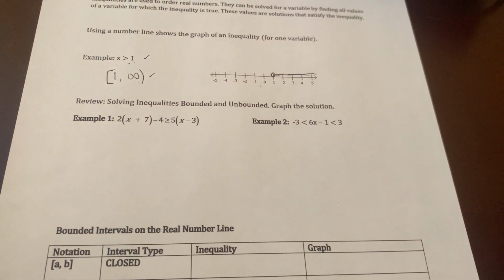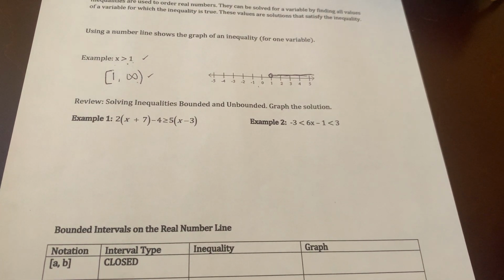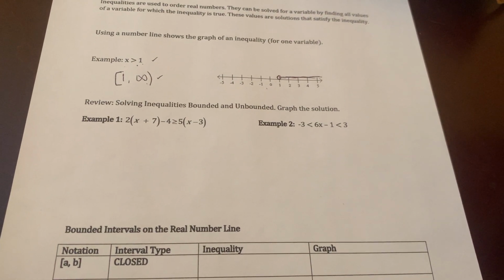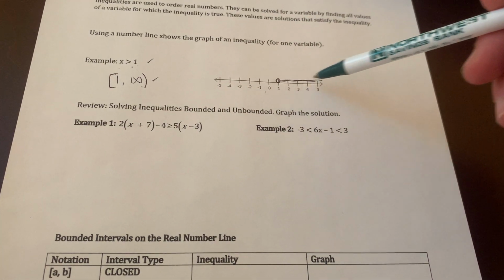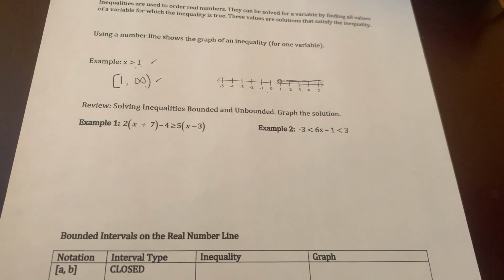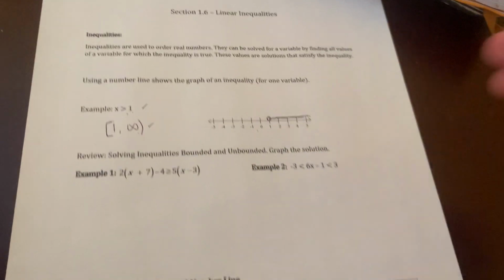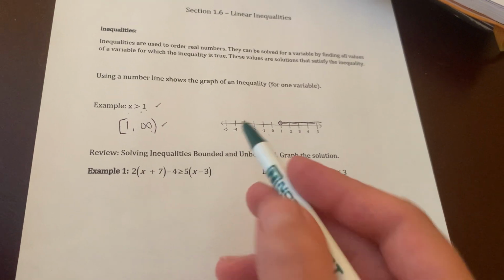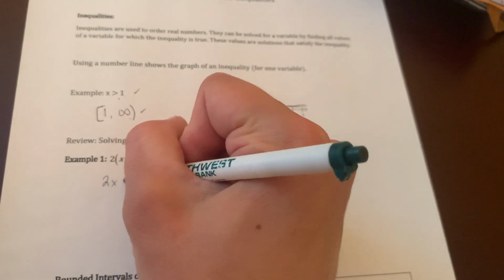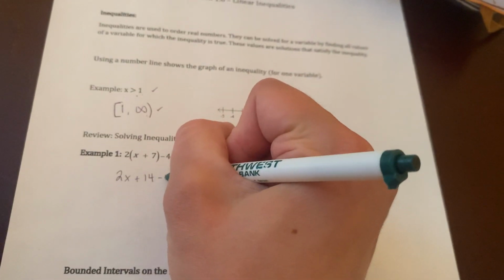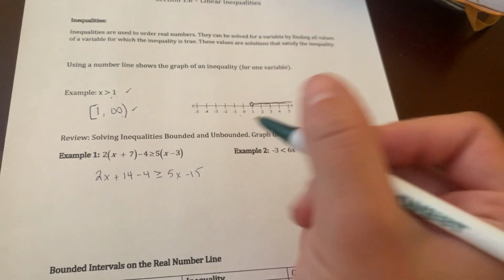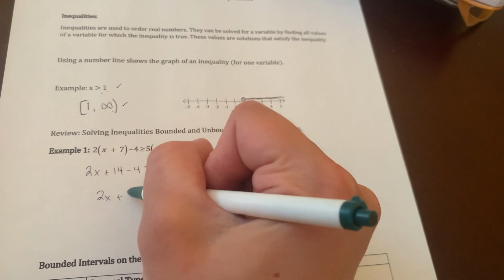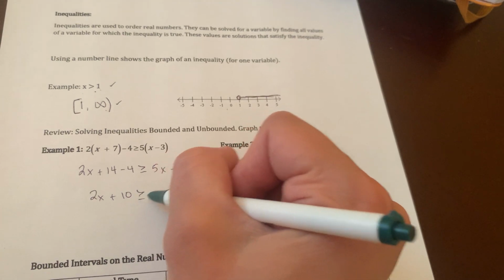So now let's actually solve them with bounded and unbounded. So what that means is bounded is when you're stuck in between two numbers. This was unbounded. You just kept going. There was no bound to your inequality. So we have to free up our equation. We have to distribute. And then we're going to combine like terms. So we're going to simplify before we solve.